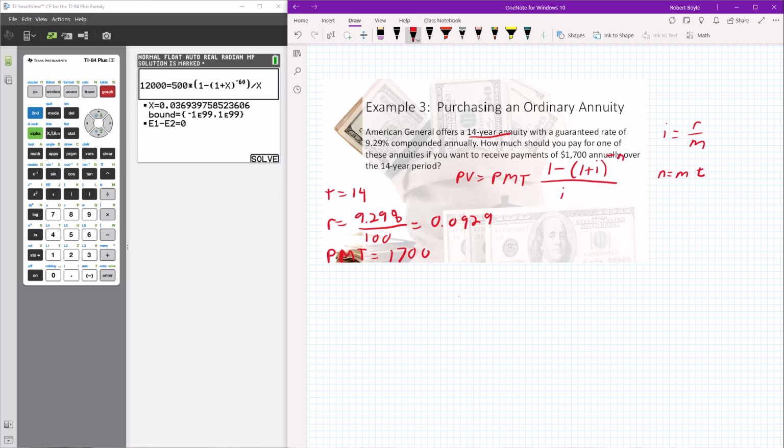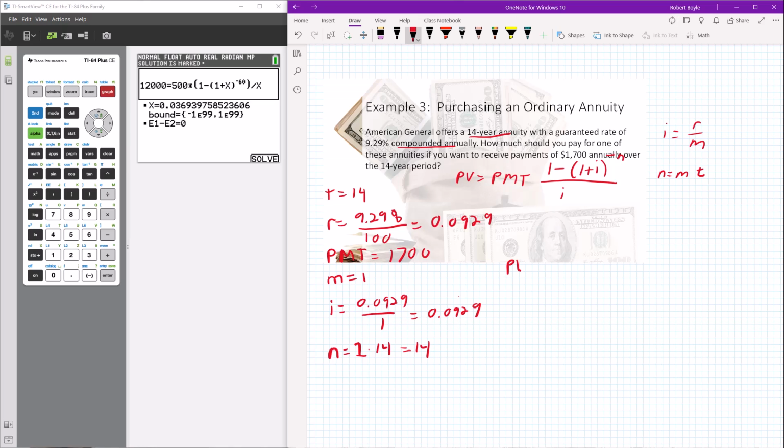And since we are compounding annually, M is equal to 1. That makes things kind of convenient. That means that I is going to be equal to 0.0929 divided by 1, or just 0.0929. N is going to be equal to 1 times 14, or just 14. So we have our payment, we have I, we have N, we can compute the present value.